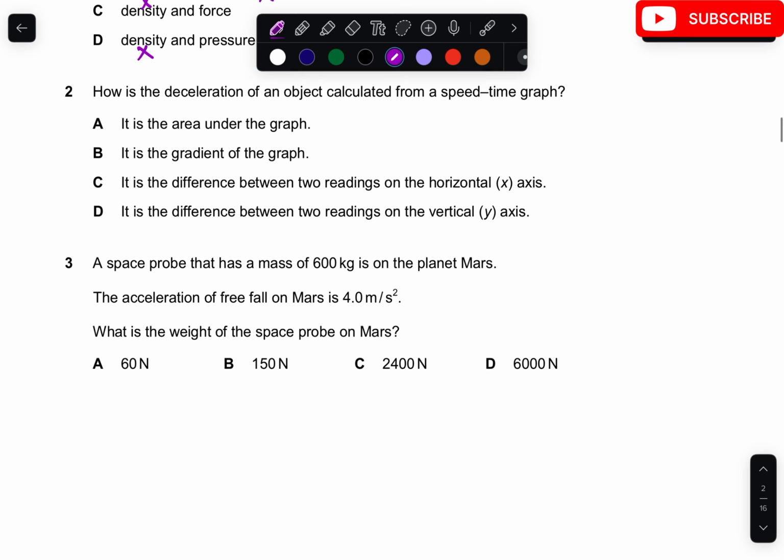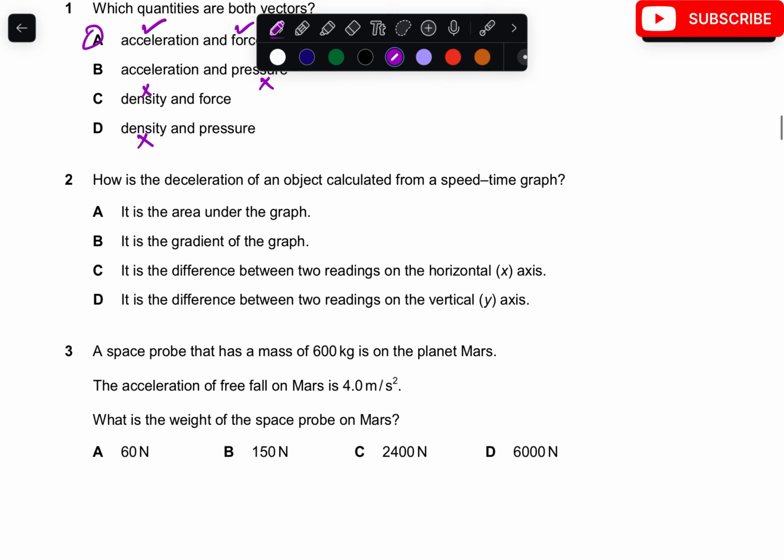In question 2, how is the deceleration of an object calculated from a speed time graph? So, speed time graph, we calculate the slope of it. Slope gives you the acceleration or deceleration. It's option B that is correct.